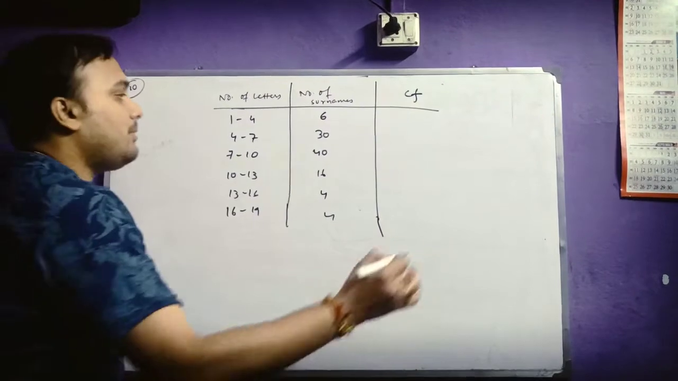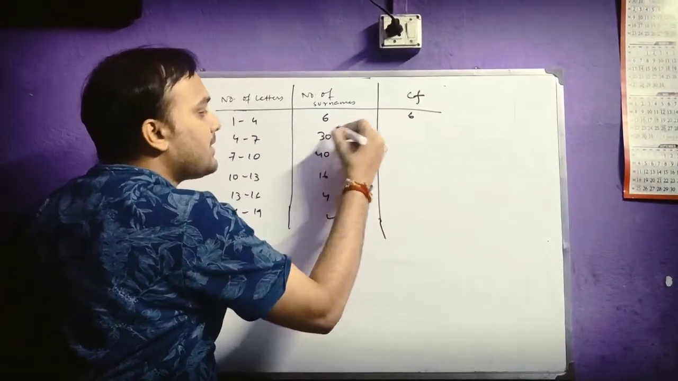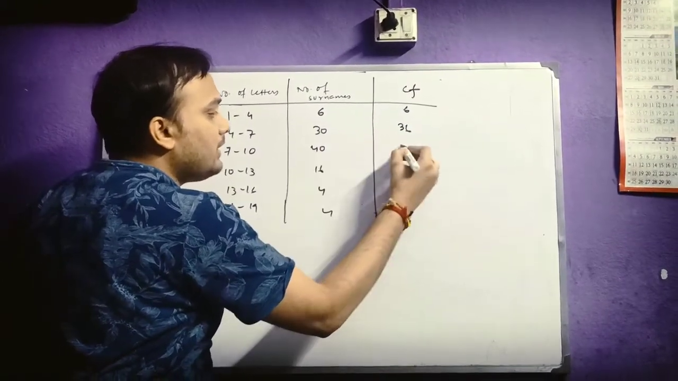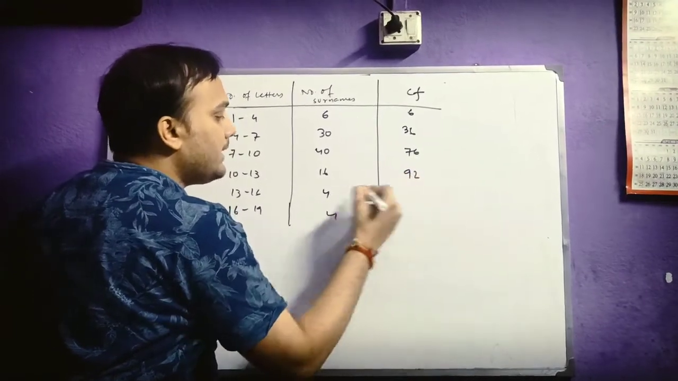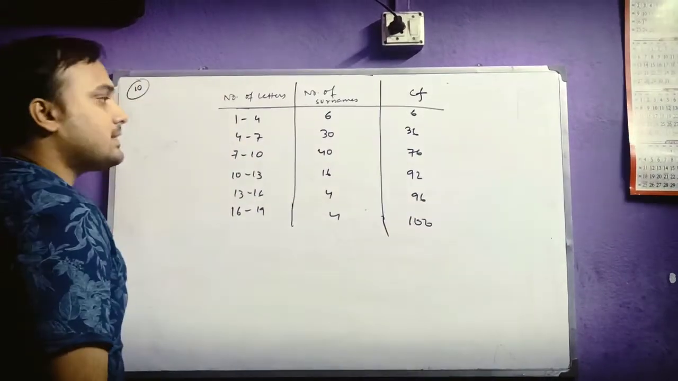So what will be the CF? Let's find the CF here. CF will be 6, then next will be 6 plus 30, 36, next will be 36 plus 40, 76, 76 plus 16, 92, 92 plus 4, 96, 96 plus 4, 100. So this is the CF.